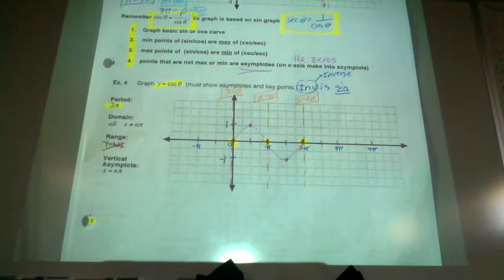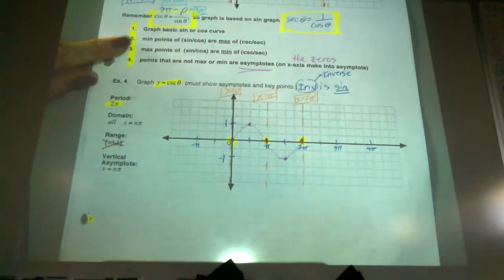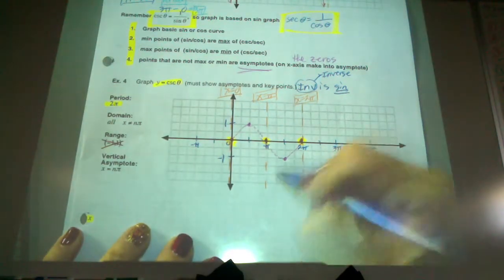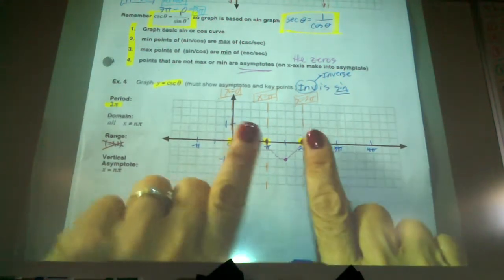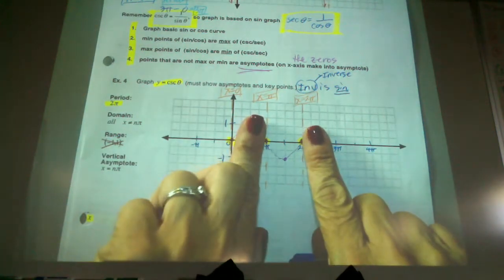So, step 2 says make any minimum points a maximum. So here's my minimum point. To make it a maximum, I'm going to take a different color. And the graph is cut right here. So you can cut the sine wave right here because it can't cross that asymptote.